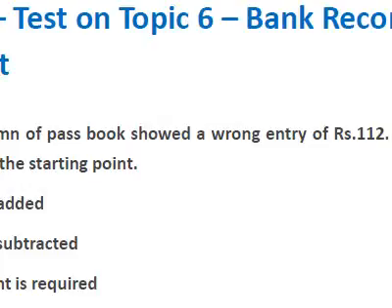Next, deposit column of the passbook showed a wrong entry of 112 when the balance as per cash book is the starting point. Okay, so here the deposit column of the passbook is showing a wrong entry of 112, which means that the balance as per the passbook is higher than the balance as per the cash book, and we are starting with the balance as per the cash book in the BRS. So we are moving from a lower number to a higher number, and so we have to add 112.